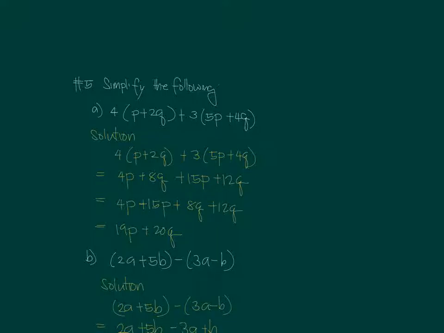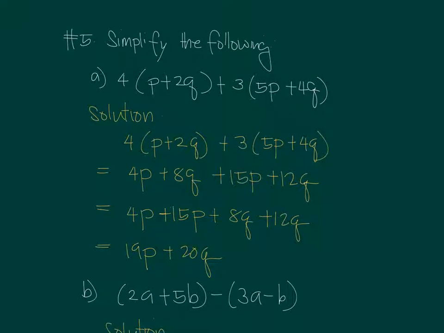Okay, so in 5A, you were given 4 times (p plus 2q) plus 3 times (5p plus 4q). Immediately, you should recognize that you have to apply the distributive law, and that means you multiply 4 to p, and then 4 to 2q, and 3 to 5p, and 3 to 4q. As you can see from this step, 4 times p is 4p, 4 times 2q is 8q, 3 times 5p is 15p, and 3 times 4q is 12q.